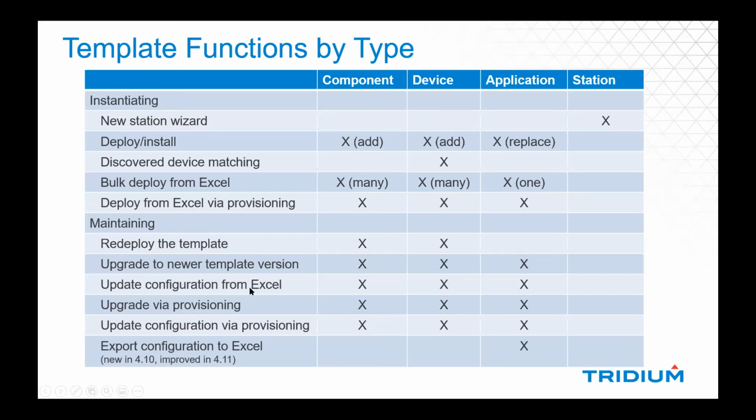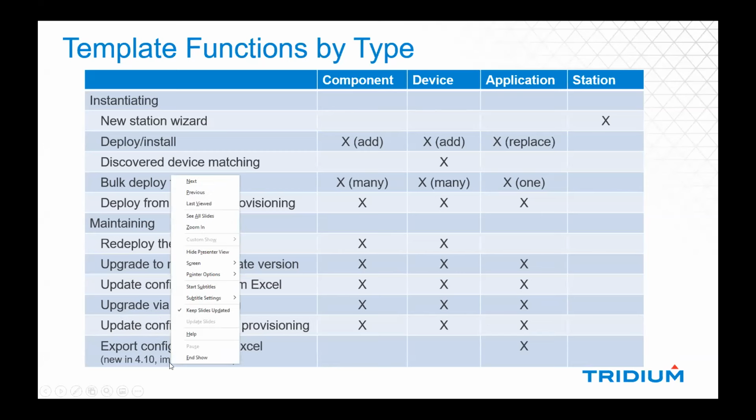And there are features available for maintaining those templates. You can redeploy a template that's already been deployed, or you can upgrade a deployed template to a newer version of that template, extending it with any new features that you might have enhanced in the original template. You can just update the configuration, using the Excel spreadsheet again, of a template that's already deployed without changing any of the internals of that template except for the configuration. You can do these operations also, the updates and the upgrade, through provisioning.